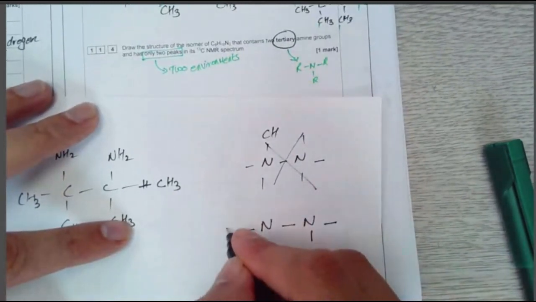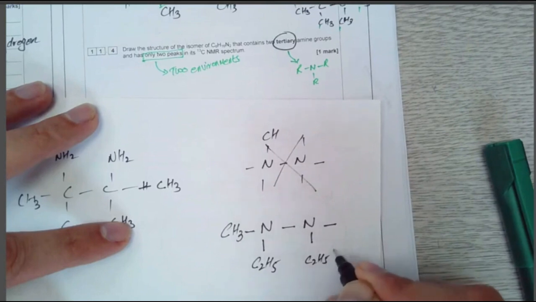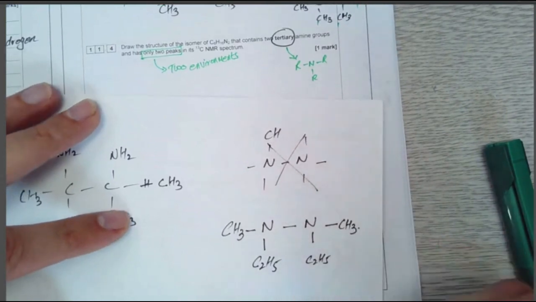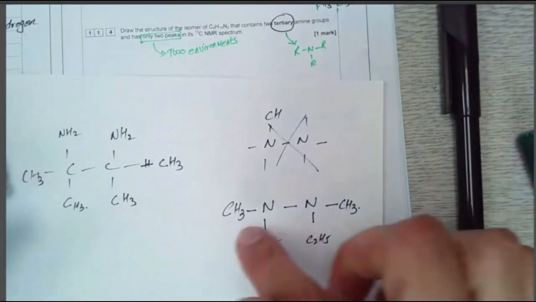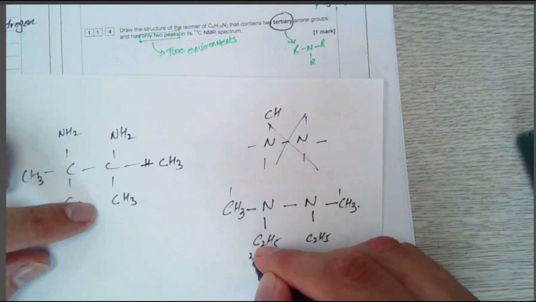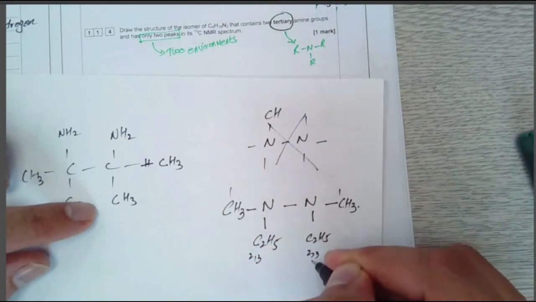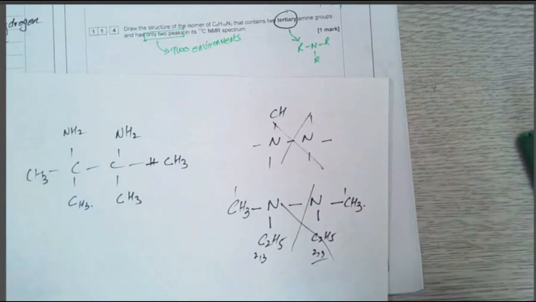So in this case, what will happen is I can have this, but then I can only have 2. So if I put here CH3, here C2H5, C2H5, and CH3, how many peaks will I have in this case? 3. So I'll have 1 and 1, then I'll have 2 and 3, 2 and 3. So this is not going to work in this case. I only need 2 peaks, right?